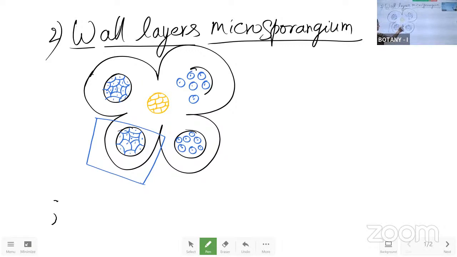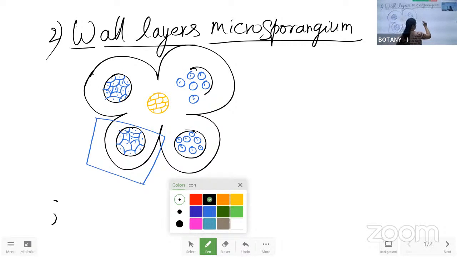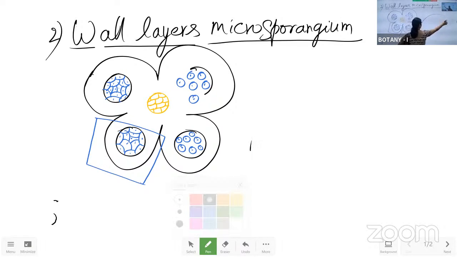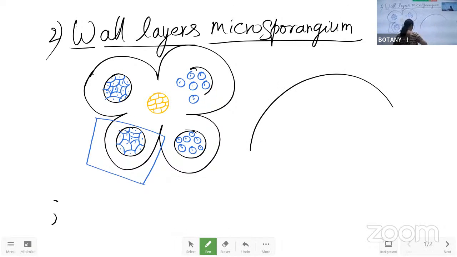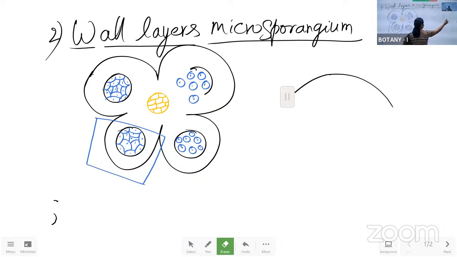After that, once we have shown it like this, then this part only we have to show as an enlarged part. So in the enlarged part of the microsporangium, we can draw the curve like this very easily. So I'm showing like this. Otherwise, we can draw like this also. Whatever you feel free with, we can draw.